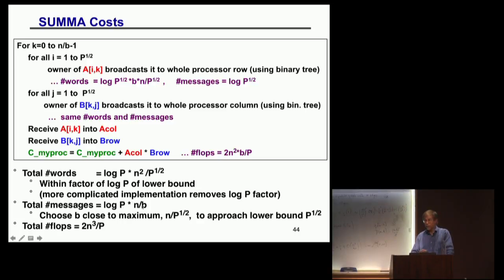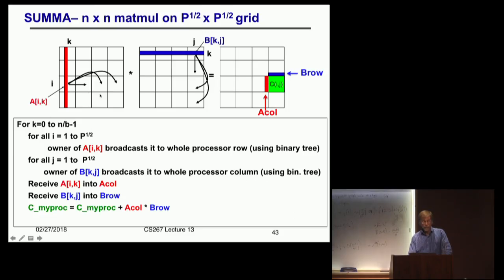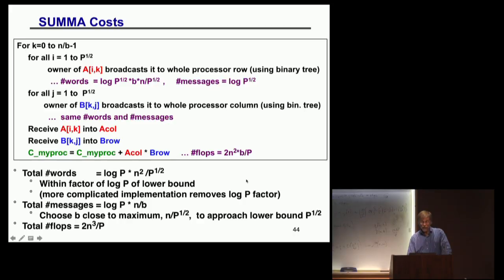And so how do I choose B? Remember, B is my tuning parameter. How big? So the bigger the B, the better. How big can I make B? What's the upper bound? If I wanted to, I could make this as wide as the entire set of data that I own. That would be n divided by the square root of P. And if I plug that in, then I actually get my lower bound, which is square root of P.